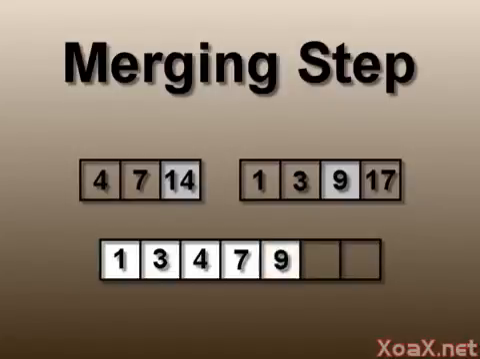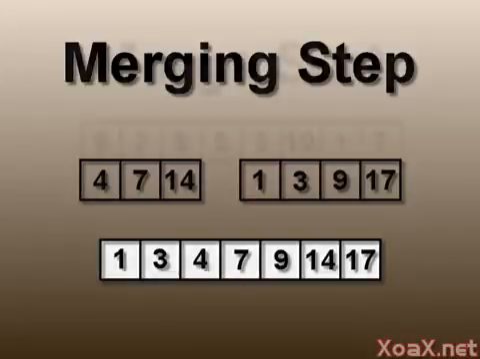Since 9 is smaller, we put it into our bottom array and go on to compare 14 and 17. Since 14 is smaller, we put it into the bottom array. With only the 17 left, we add that to our bottom array and finish the merge step.